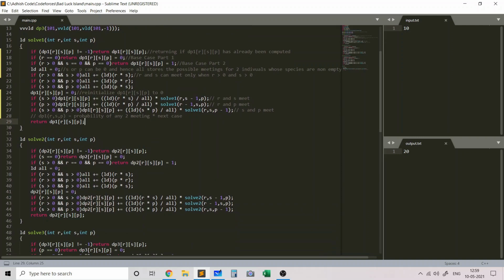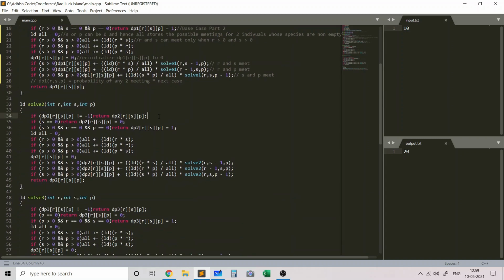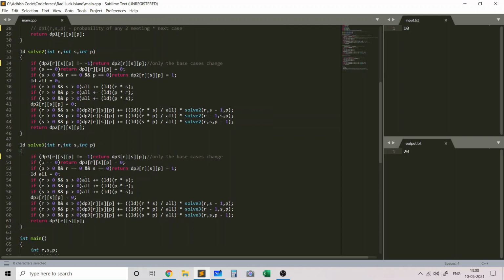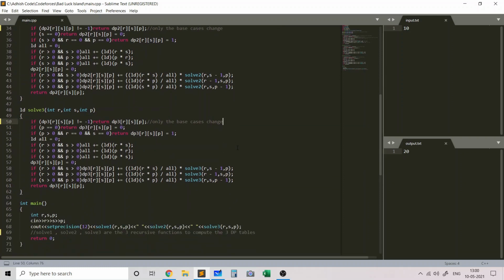And the exact same function happens in solve 2 and solve 3. In solve 2, only the base cases change, and similarly in solve 3, only the base cases change. That basically means over here we are returning if s is 0, over here we are checking if r is 0, and over here we are checking if p is 0. So you can check this code out for the base cases in the end.